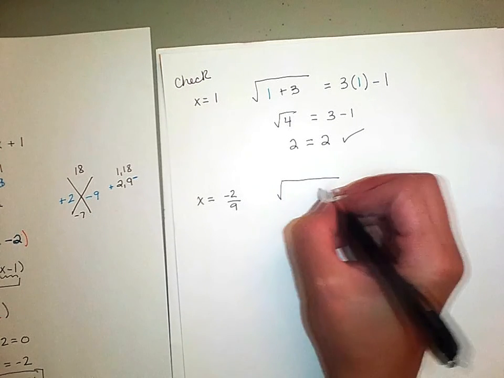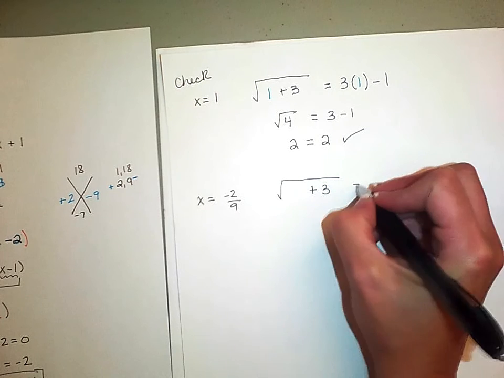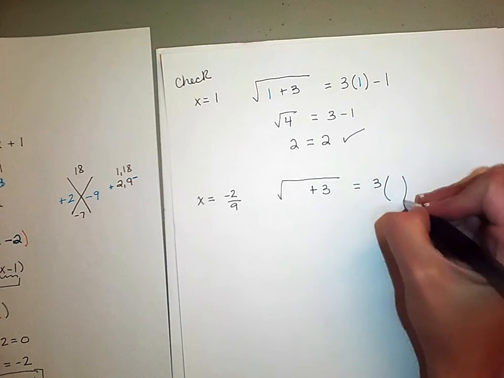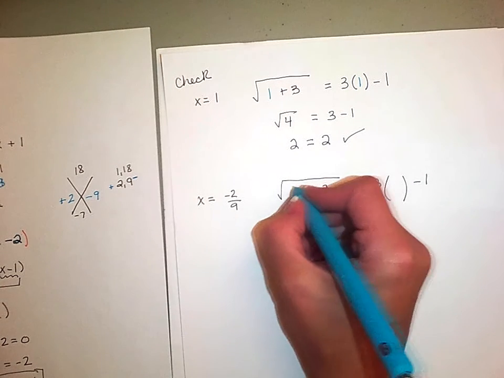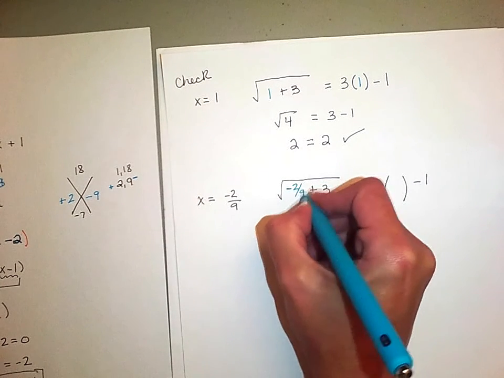So the square root, we're going to add 3. Is that equal to 3 times minus 1? Okay, so in this case, we're looking at -2 ninths.